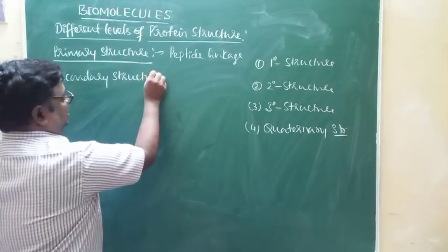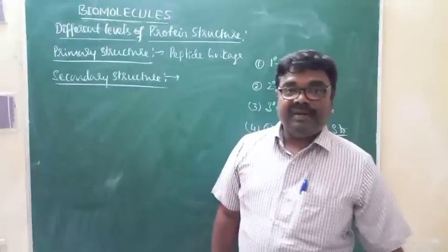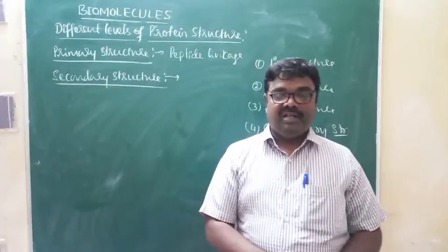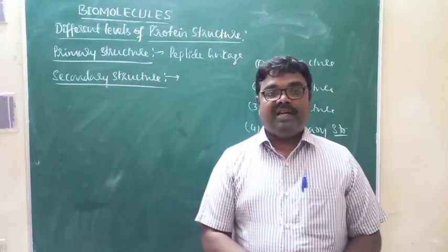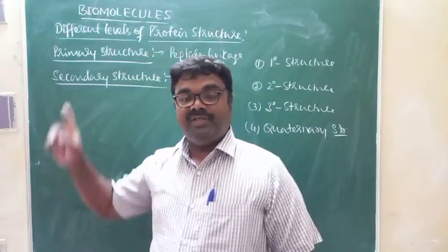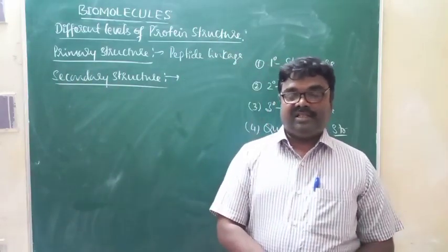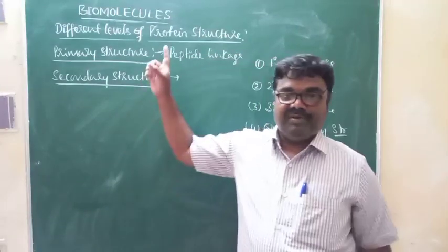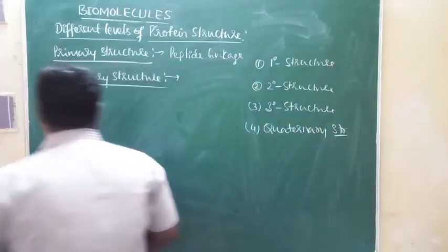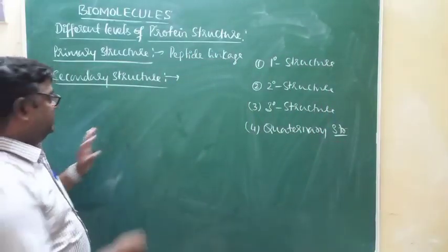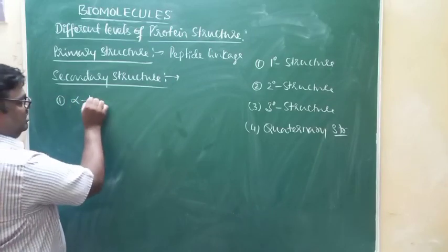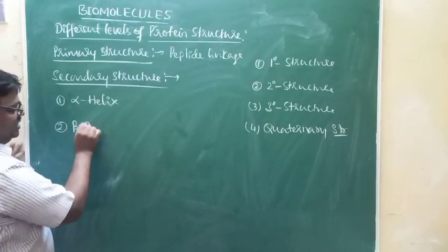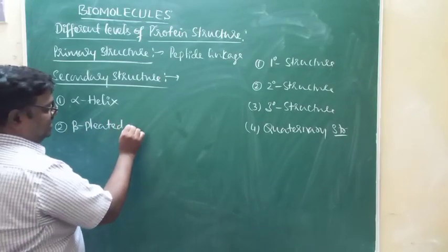As far as the secondary structure of proteins is concerned, it refers to the shape in which long-chain polypeptide chains can exist in the molecule. The shape in which long-chain polypeptide chains can exist, that is what we call the secondary structure. There are two types of secondary structures possible for proteins. One is the alpha helix structure, and the second one is the beta pleated sheet structure.